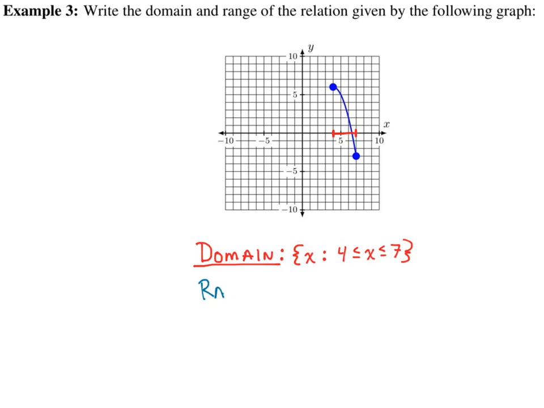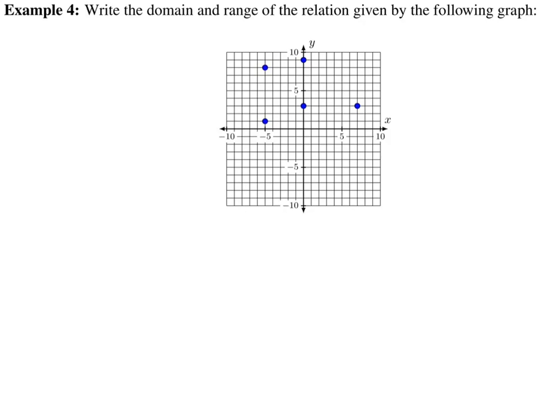Now the range was the set of y values. Starts up at 6, goes down to -3. So it's the y's between -3 and 6. Y such that -3 less than or equal to y less than or equal to 6. The y's in a sandwich, basically, between -3 and 6. Anyway, so that's example 3. I got one more here for you on domain and range.